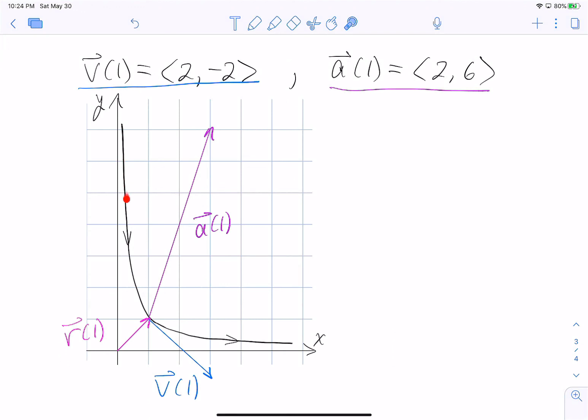The velocity vector is the direction that the curve is going in at the moment. The acceleration vector gives us an idea of where that curve is going to end up. In this case, the velocity vector is pointing kind of down, the acceleration vector is pointing kind of up, and we can see that the curve is bending so that it's becoming less downwardly, if that makes any sense.